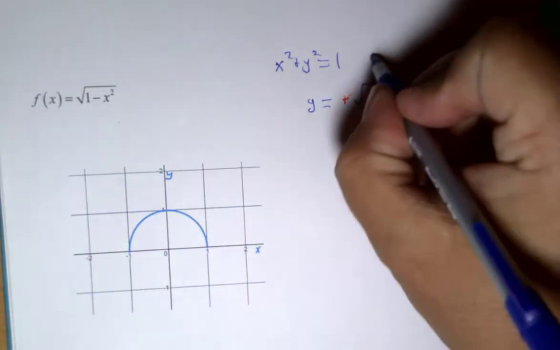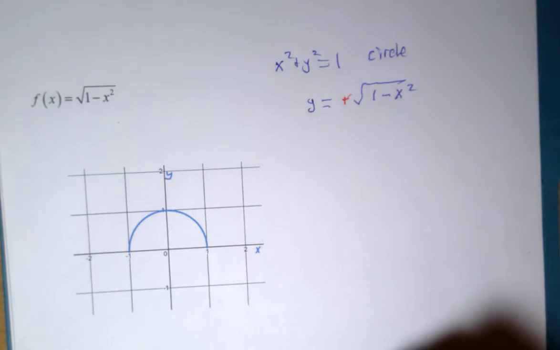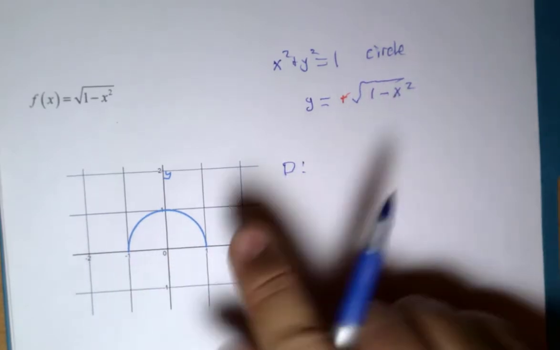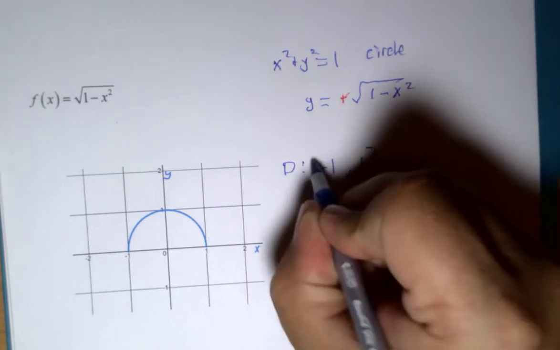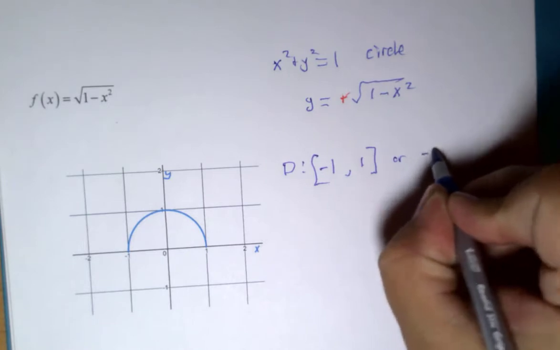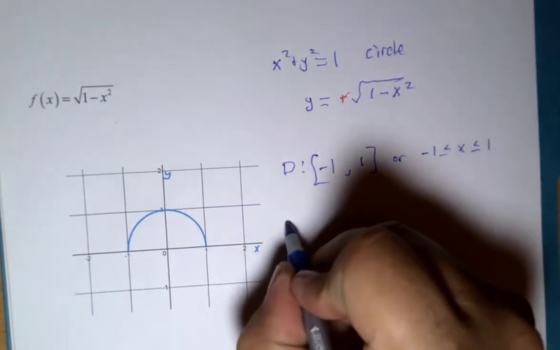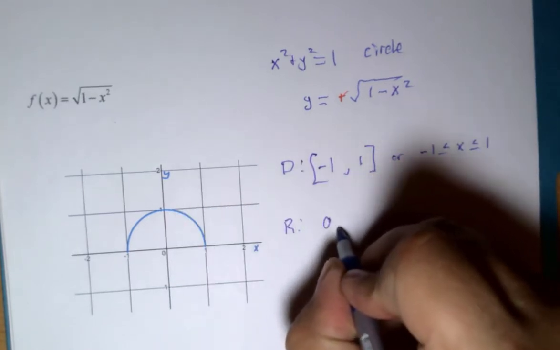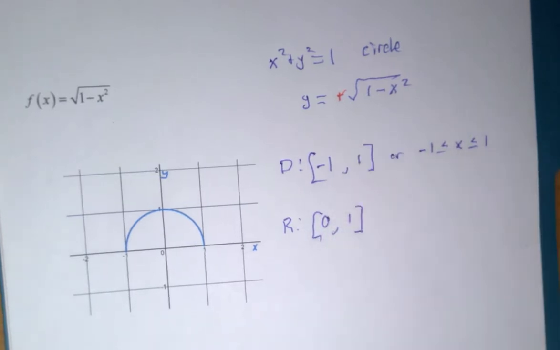What you're seeing here is the top half of a circle. Its domain, these x values, all vary from -1 to +1. That is, -1 is less than or equal to x, which is less than or equal to +1. But the y values are only the upper half of the circle, which would be from 0 to 1. And I'm just going to write the interval notation for this to keep it short and sweet.